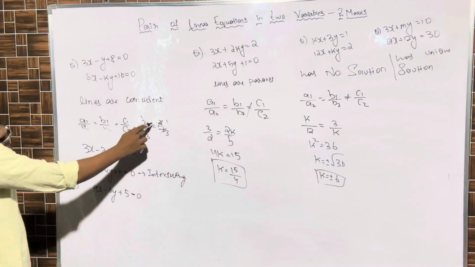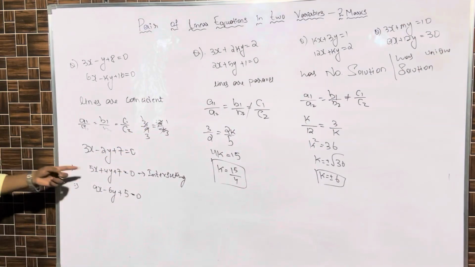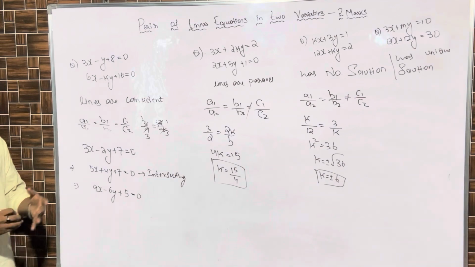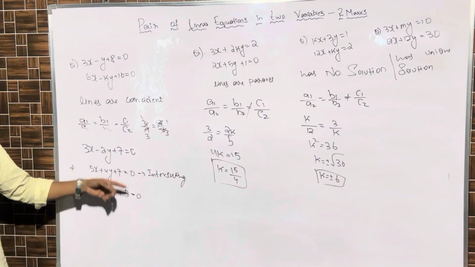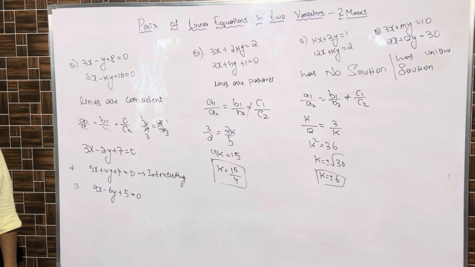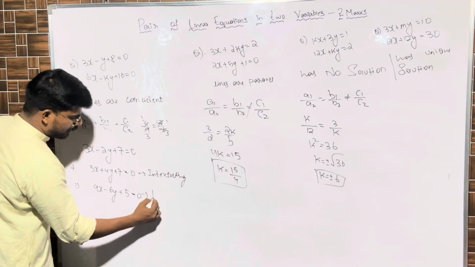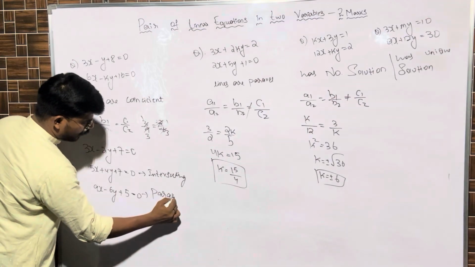Yeah, minus minus is also cancelled. A1 by A2, yes, correct. A1 by A2 is equal to B1 by B2, but C1 by C2 is not equal. Lines are parallel. One more line we have to write, which is coincident. This is parallel.